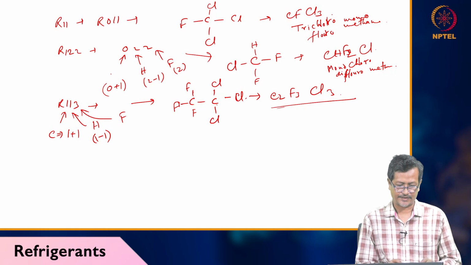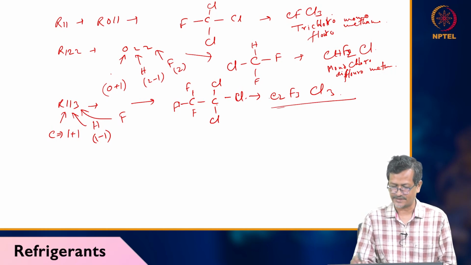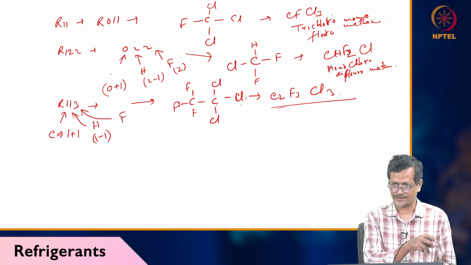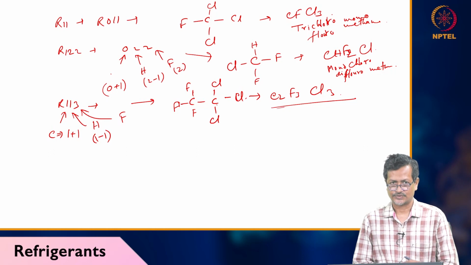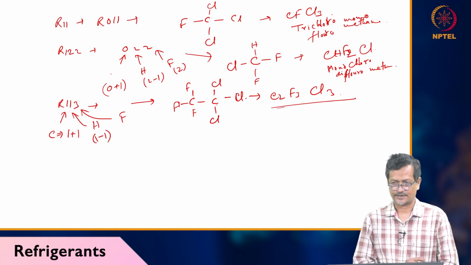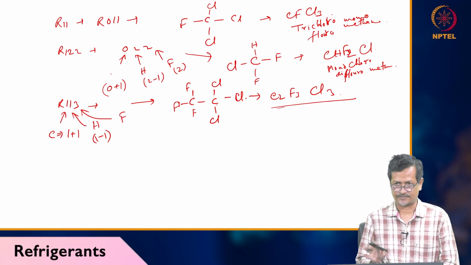So if I give R113, you can decode it, or if I give C2F3Cl3, then you should be able to write the name of the refrigerant. Okay, thank you very much for today's lecture. Next class we will start the formulation of refrigeration system in HS diagram. Thank you.